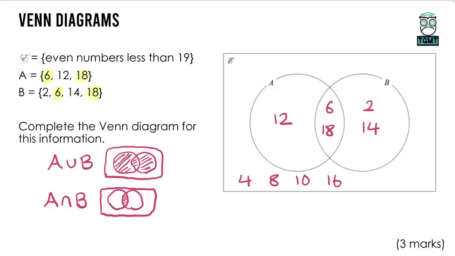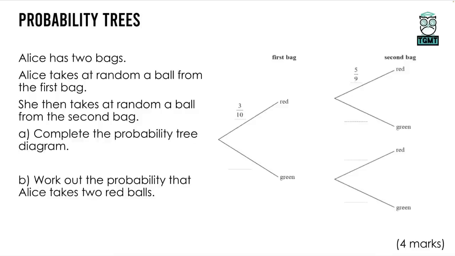So it might ask you probabilities. It might ask you something like, what's the probability a number is in A intersection B? Well, there are 2 numbers in the intersection, and overall, there are 9 numbers in the Venn diagram. So there's 2 out of 9. There's lots of different questions you could be asked, but this one here, just completing the Venn diagram. And onto a probability tree.